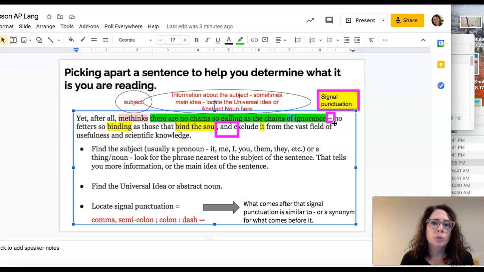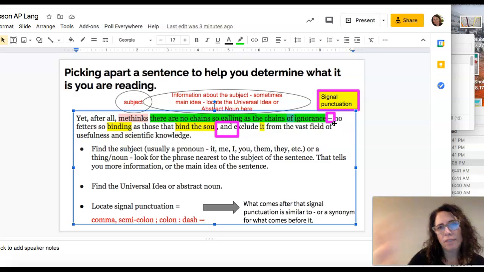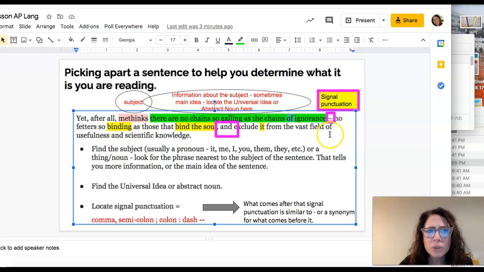But you would lose the depth following that dash if you didn't read it, and your analysis wouldn't be as strong. You're not going into the depth of analysis if you don't read the rest of the sentence. But the point is, we're chunking a sentence, and as long as you have that main idea, the subject and verb, you have the core. So she tells us more about the chains of ignorance. No fetter so binding as those that bind the soul.